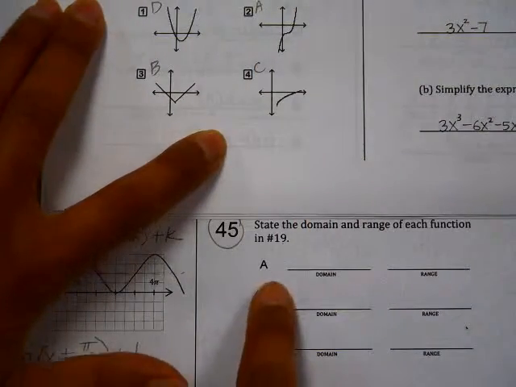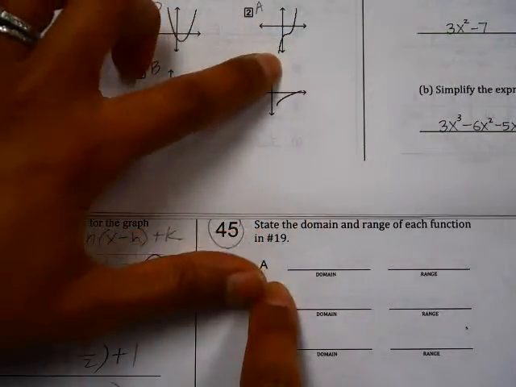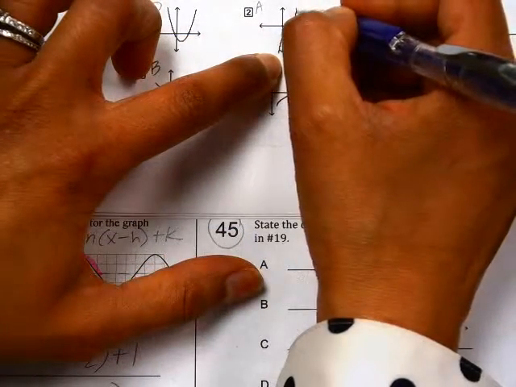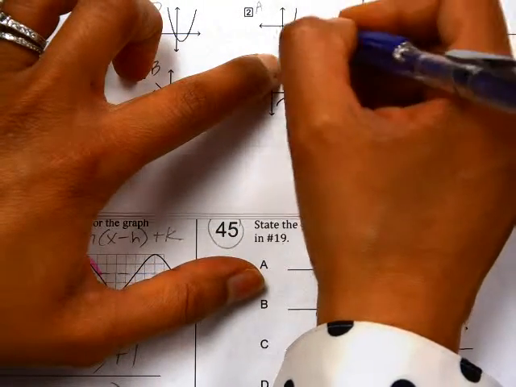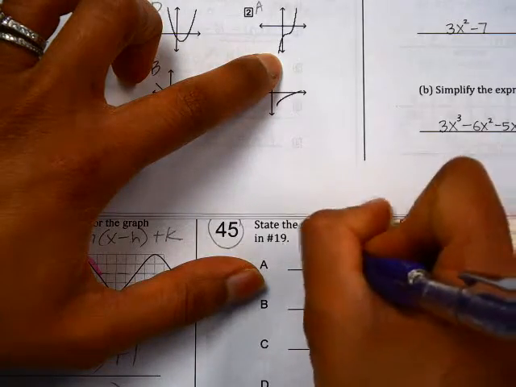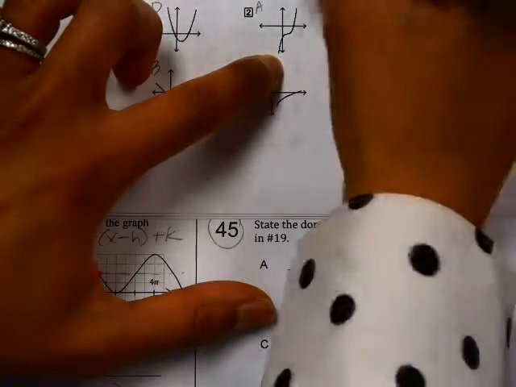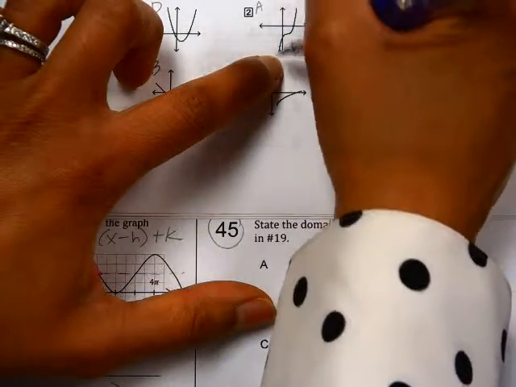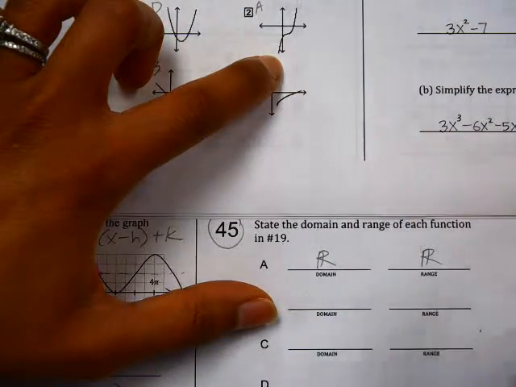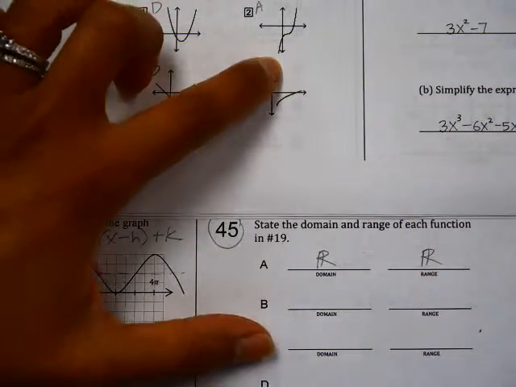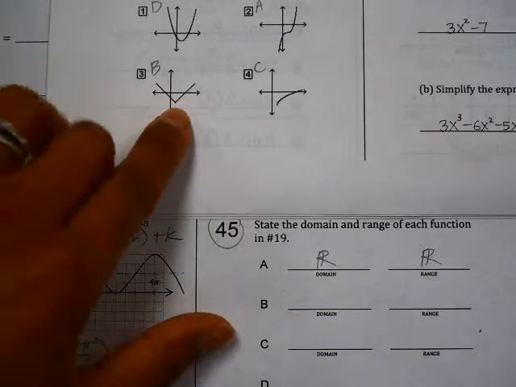So for graph A, we have this cubic graph. The domain, this graph goes forever in the positive and the negative x direction, so that's all real numbers. The range, this graph also goes forever in the positive and the negative y direction, so that is also all real numbers. In graph B, here we have an absolute value graph.